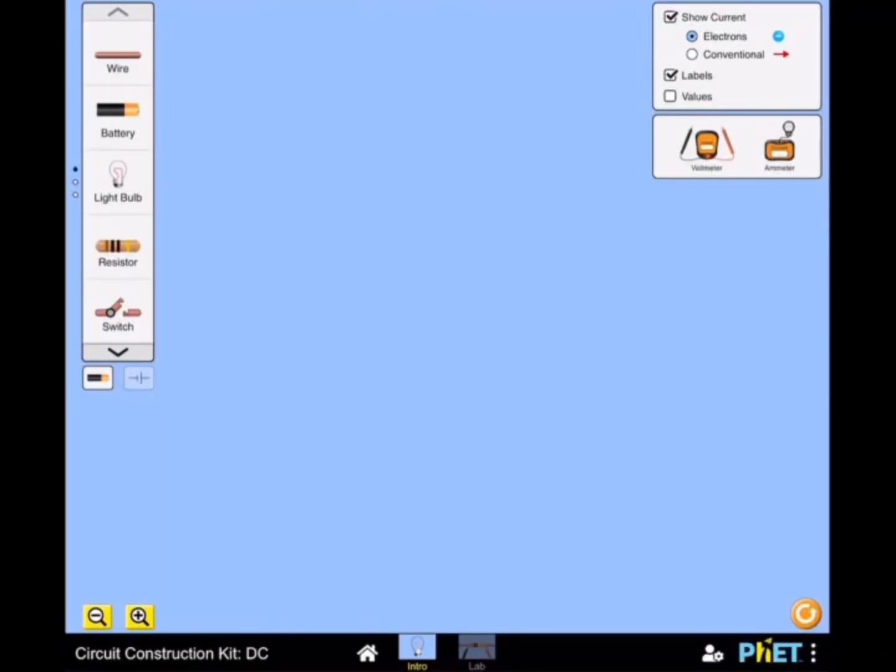Hello, today our group will be exploring some key concepts of electricity. To begin with, I will be creating a simulation and describing along with the creation.